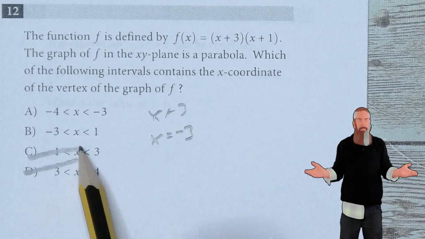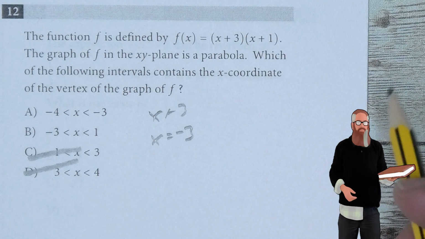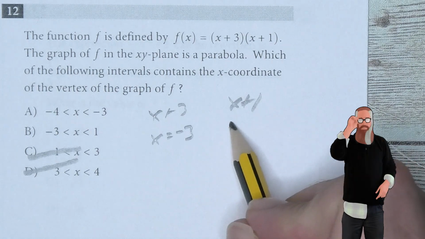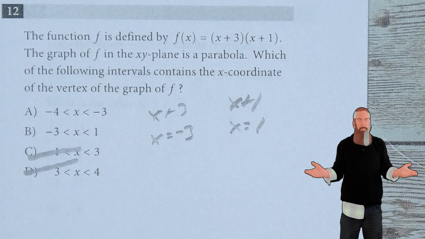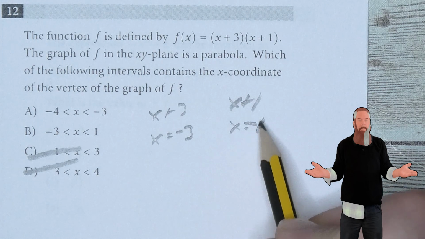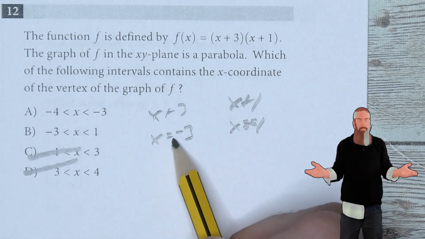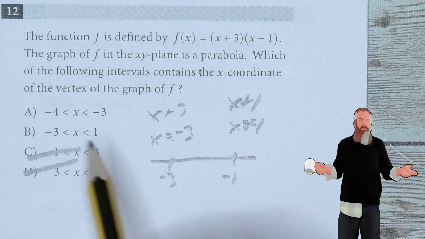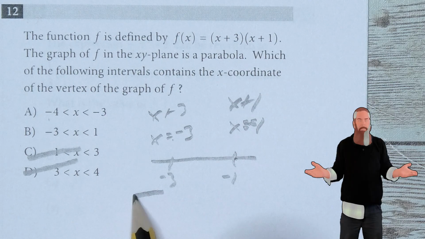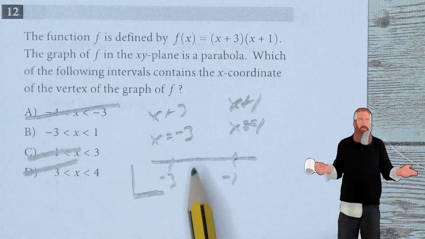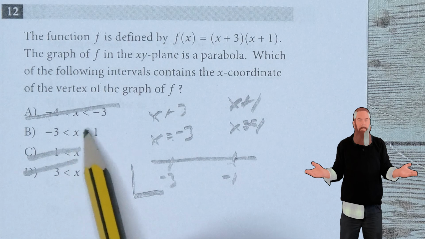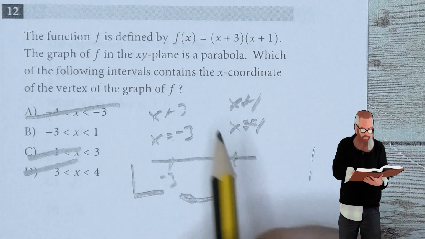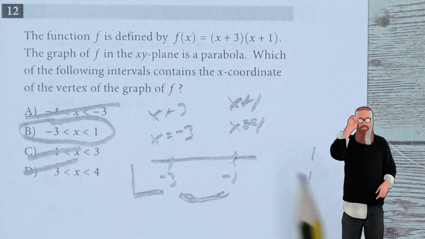So if it does not contain a negative 3, I get to eliminate it as a possibility. Now, another possibility is that x plus 1 gives us a position where x is negative 1. Now, this is an interesting thing because if x is negative 1 here and it's negative 3 here, then I know it's occurring between negative 3 and negative 1. Now, this one says it occurs between negative 3 and negative 4, which is outside of this region, while this one, negative 3 to 1, is within this region. So B is the answer.